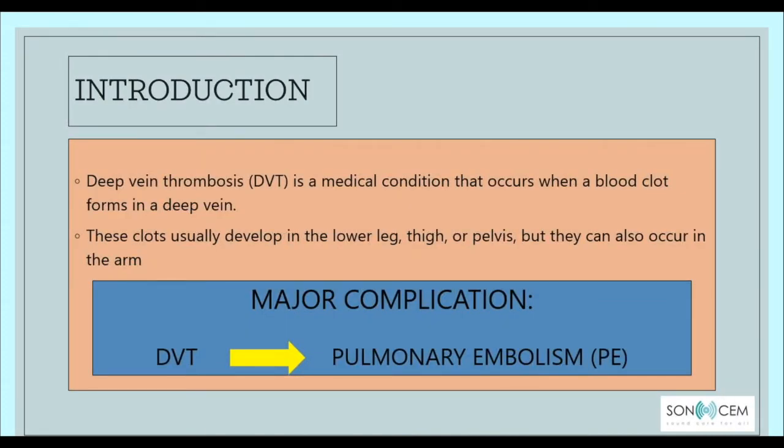So here is a brief introduction of DVT. DVT is a medical condition that occurs when a blood clot forms in a deep vein. These clots usually develop in the lower limb, but they can also occur in the arm. The importance of diagnosing DVT is because it can lead to a life-threatening event, which is pulmonary embolism.